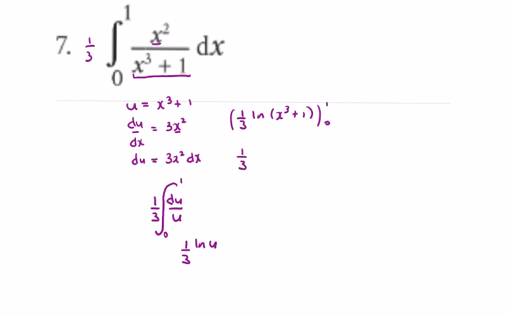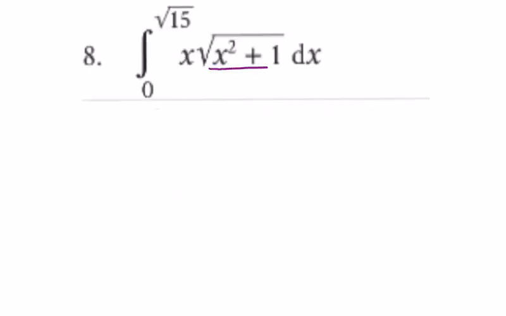So a third times the natural log of 1 plus 1, which is 2, minus a third times the natural log of 0 plus 1, which is 1. And the natural log of 1 is equal to 0. So we just have a third times the natural log of 2, which could also be written as the natural log of 2 to the power of a third, which is the cube root of 2.